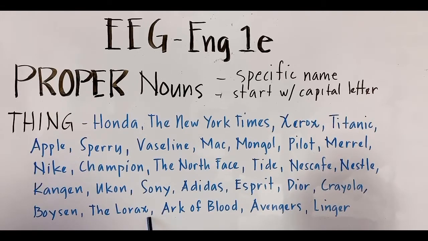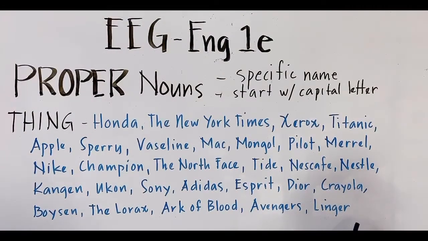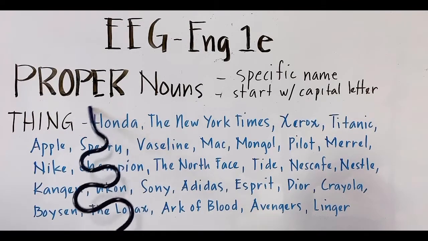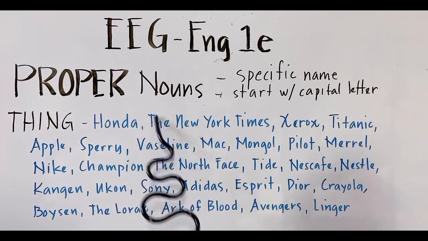The Lorax, it's a book. Ark of Blood, it's also a book. Avengers, it can be a film or a book. And Linger, the name of a book. So all of these are proper names of things. They start with capital letters.